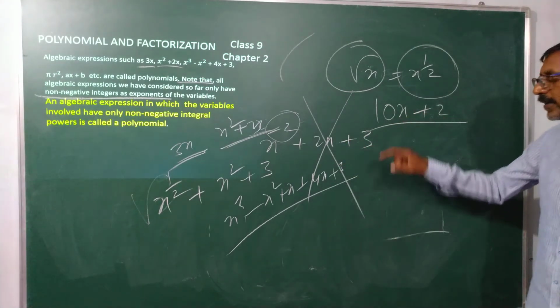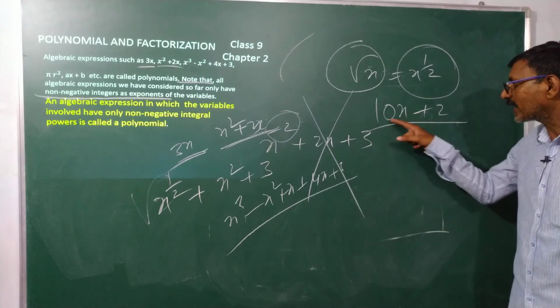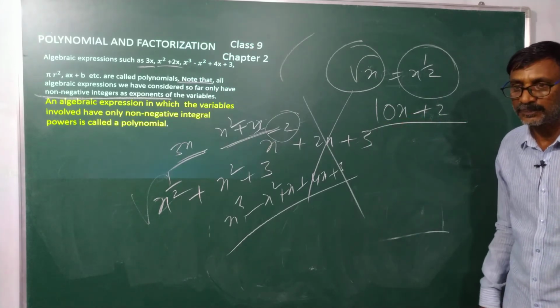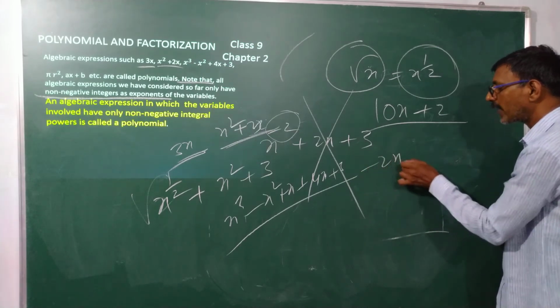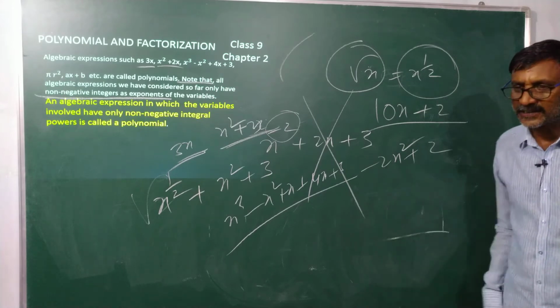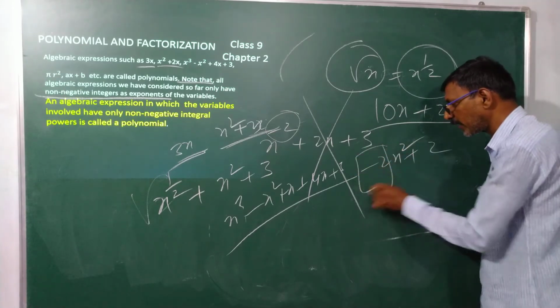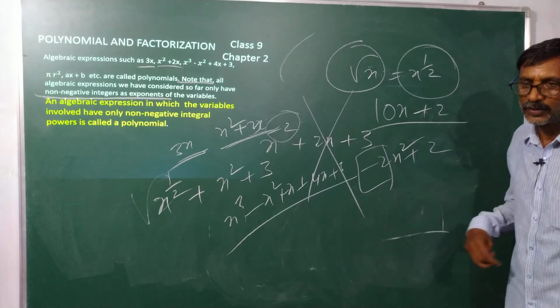It contains how many terms? Two terms. And the x coefficient is how much? 10. Suppose minus 2x square plus 2, what is my x square coefficient? Minus 2. So these are very, very important. You should identify the coefficient.